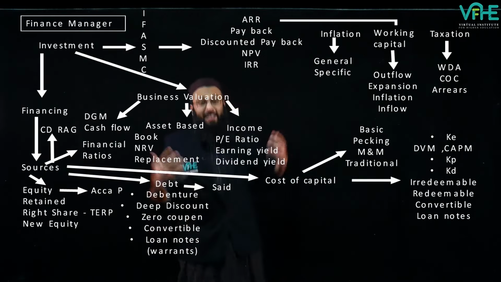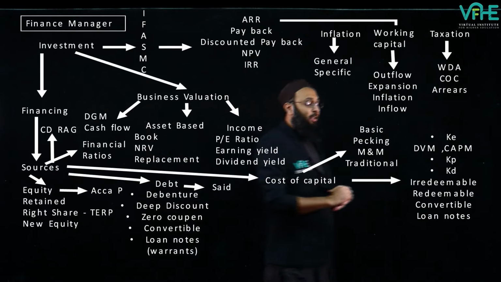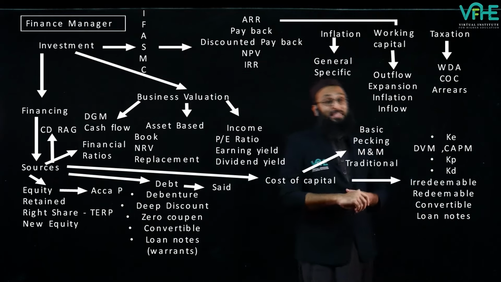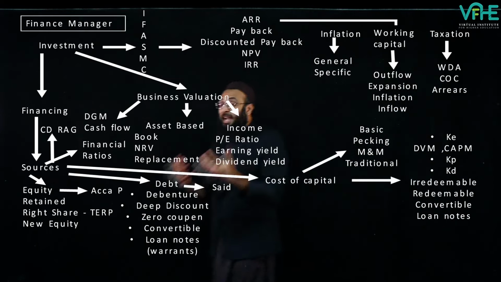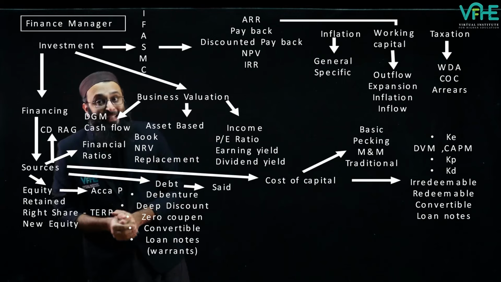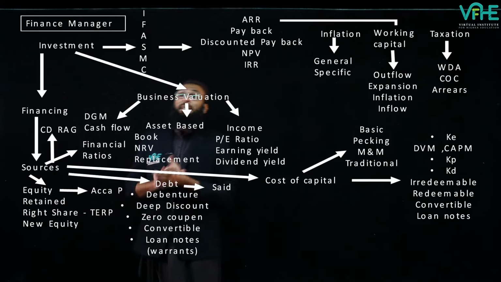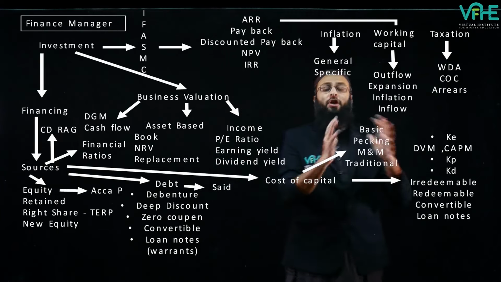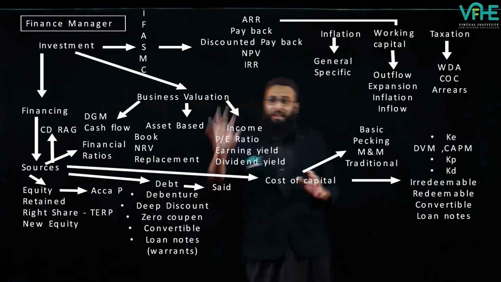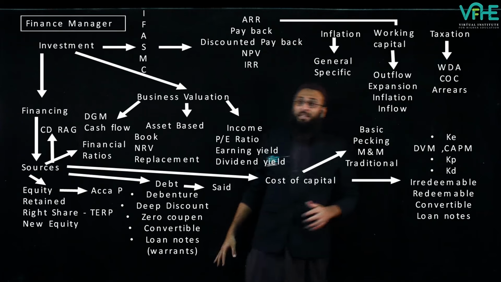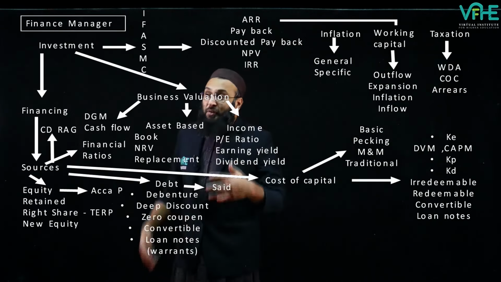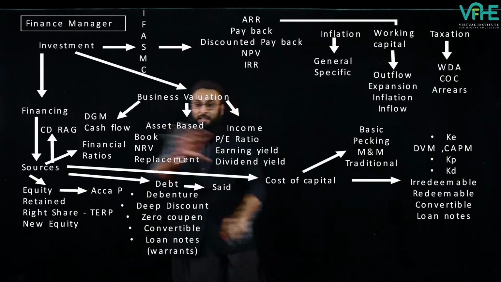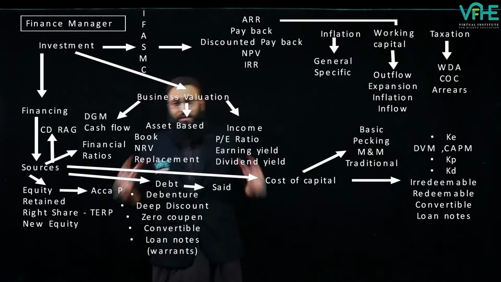So what are the disadvantages of asset-based valuation? The first disadvantage is that it considers the tangible assets and ignores the intangible assets like goodwill. Secondly, it doesn't consider the earning potential of the asset. Yes, it says that there is an asset, there is a value of the asset, but it doesn't work out what is the earning potential of this asset. Okay, so this is the difference here.